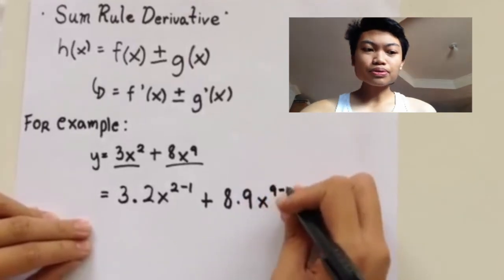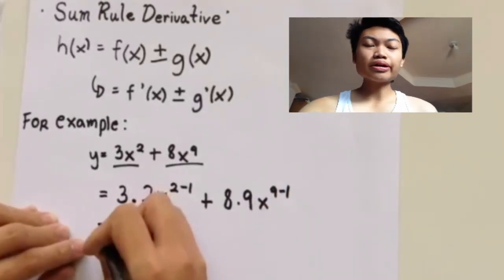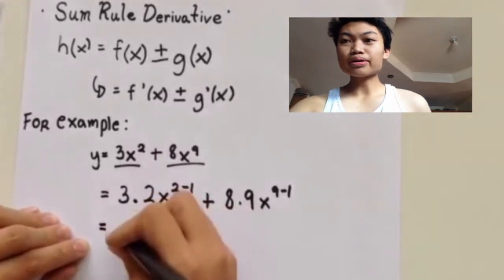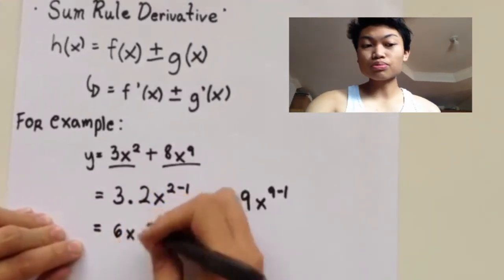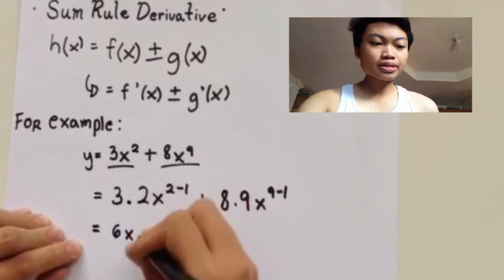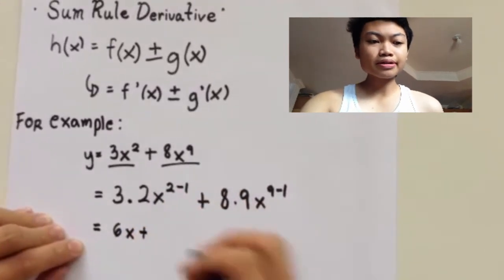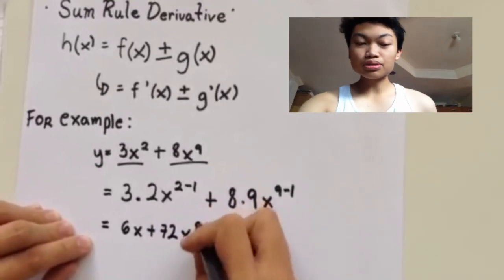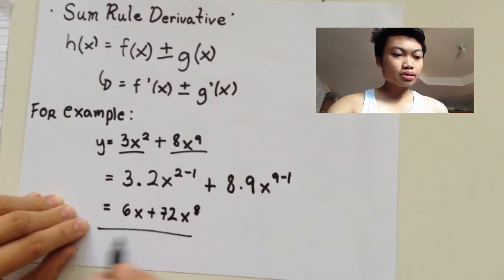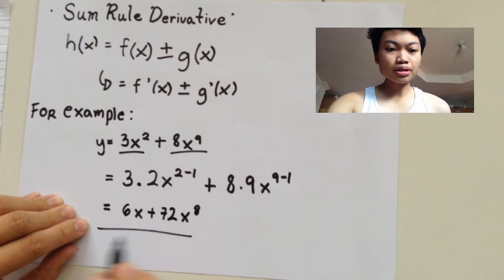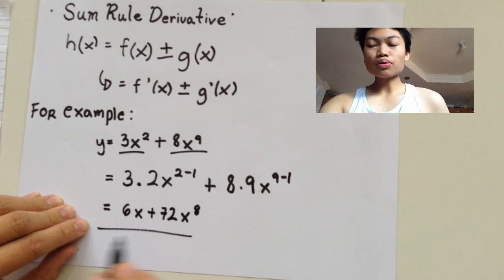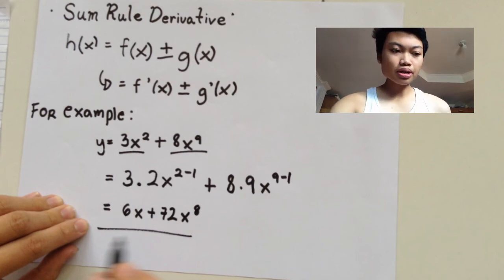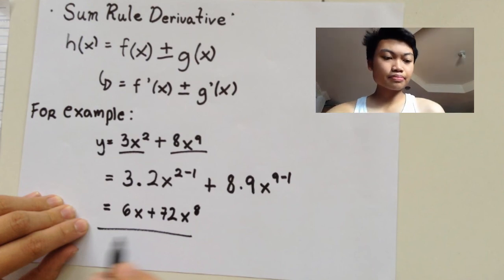So 3 times 2x to the 2 minus 1 plus 8 times 9x to the 9 minus 1. We use the power rule and constant multiple rule here. So the result is 6x plus 72x to the 8th. There you have it.